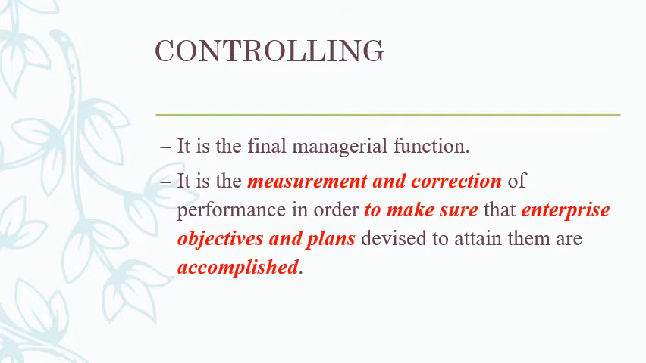Then what is the aim of controlling? The aim is we already know that when we are starting an organization or when we are starting a particular function, we have some plans. So the aim of controlling is to check whether the plans and objectives that are set in the beginning is accomplished.